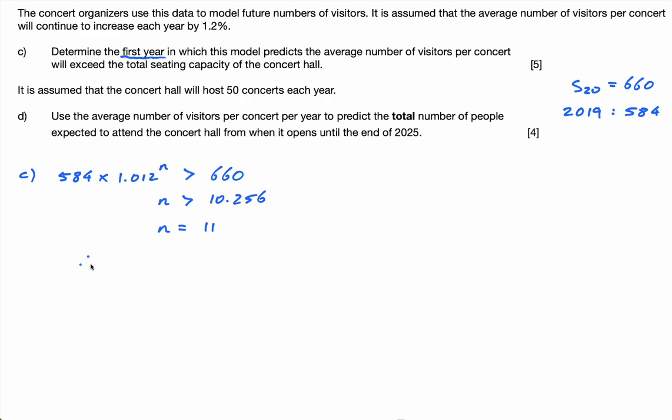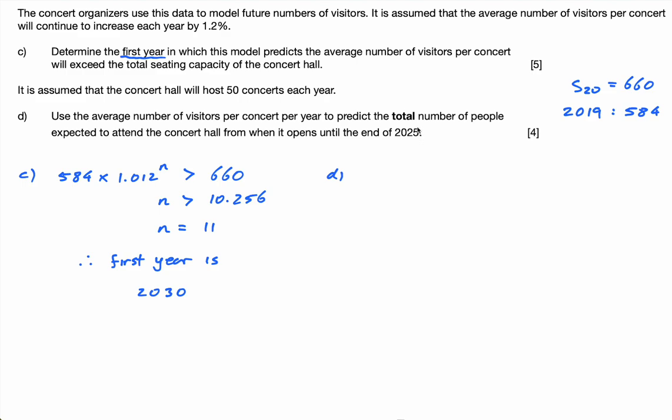So therefore, the first year is 2030. Okay. Part D. It says, it is assumed that the concert hall will host 50 concerts per year. Use the average number of visitors per concert per year to predict the total number of people expected to attend the concert hall from when it opens until the end of 2025.